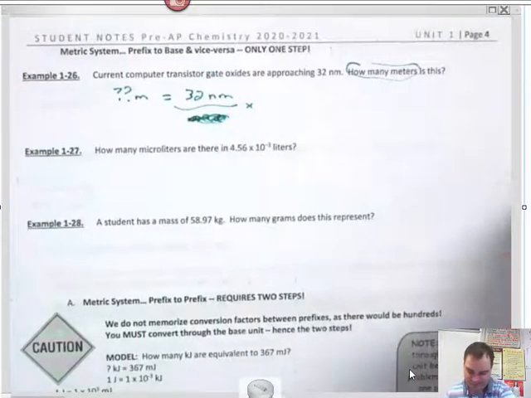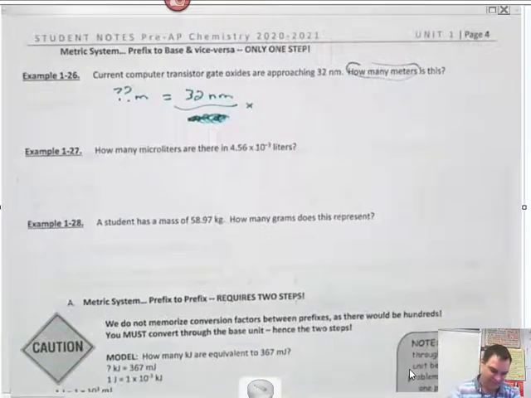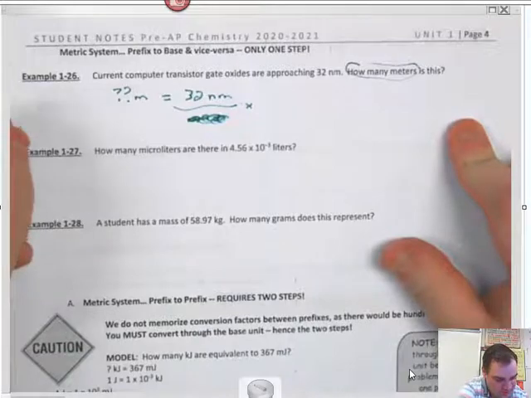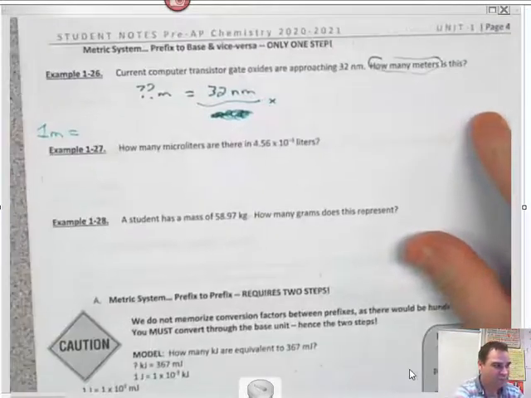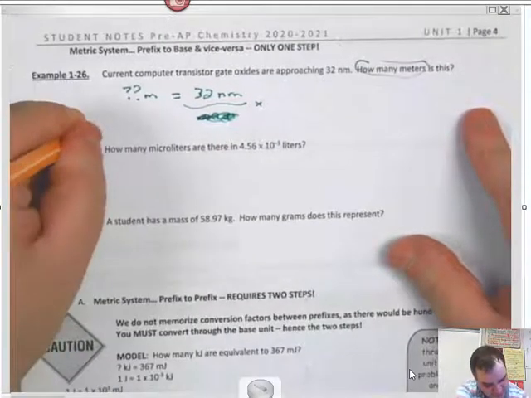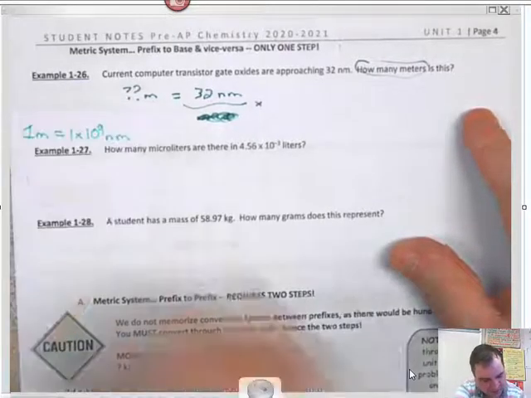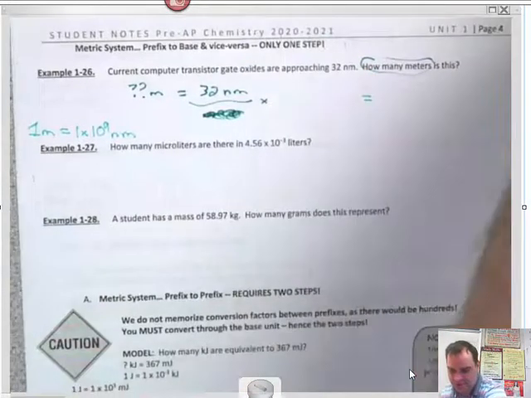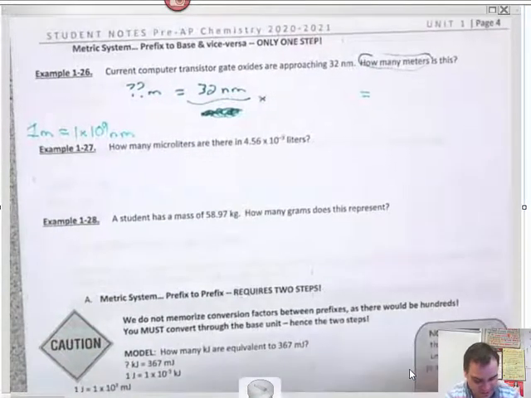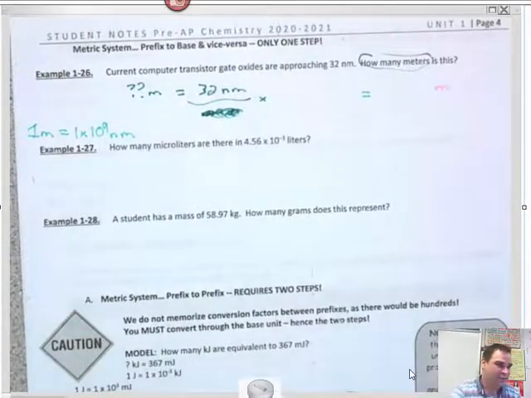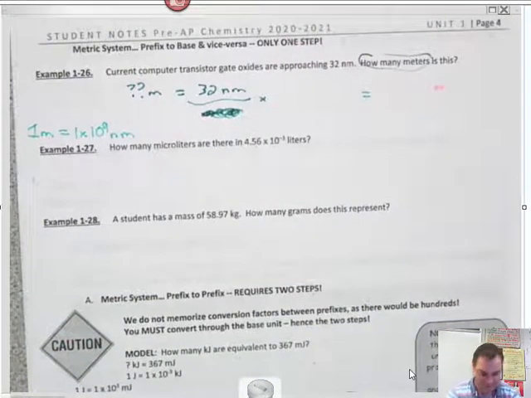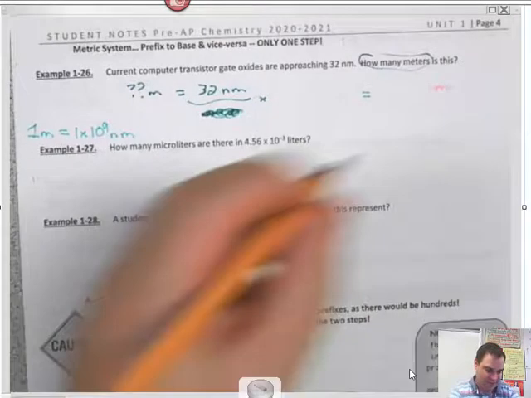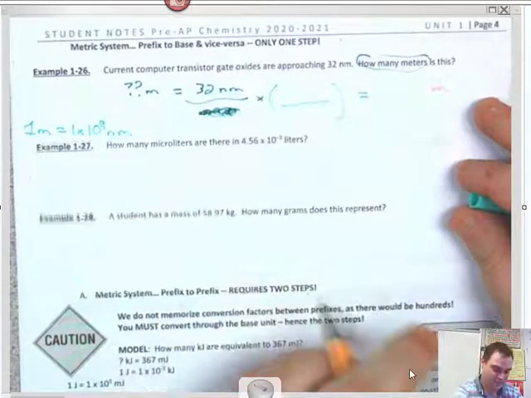Times. Okay, so we need our conversion factors. If you remember, we always use 1 base unit as our conversion factor, 1 meter. Nano means 1 times 10 to the 9th nanometers. So when we finish up this problem, we're going to get to meters, right? That's going to be our final unit. So we have our multiplication sign here, and then our conversion factor.